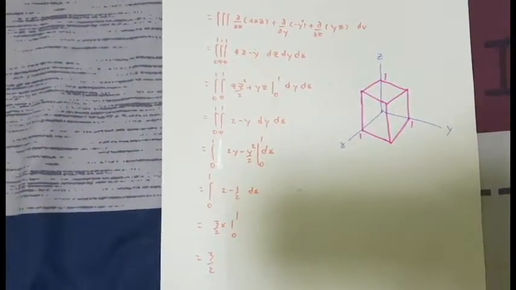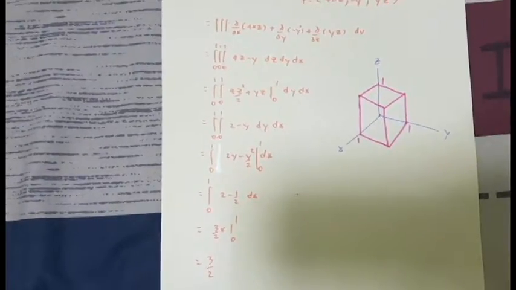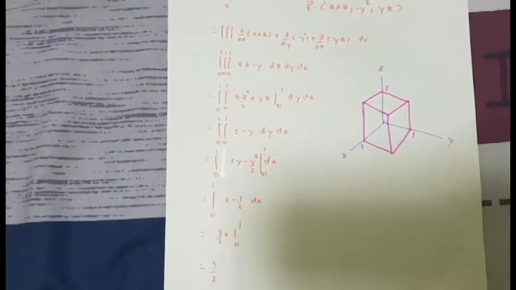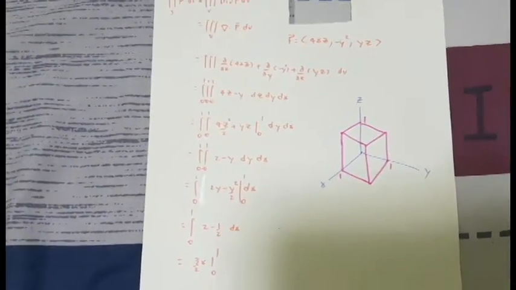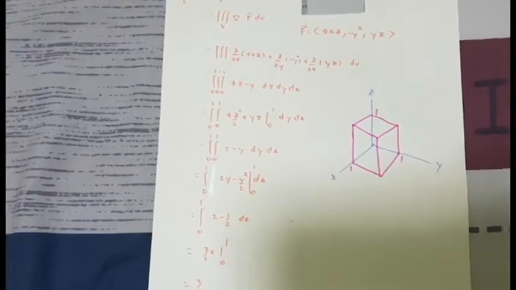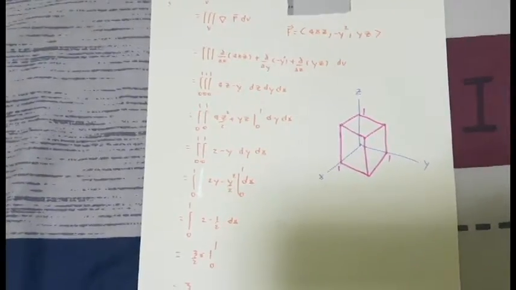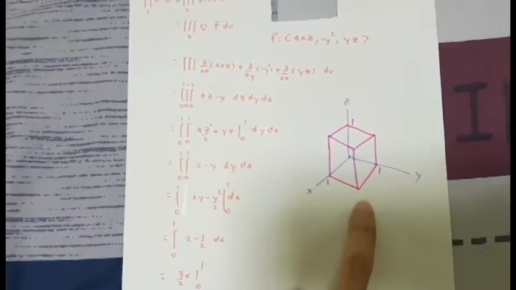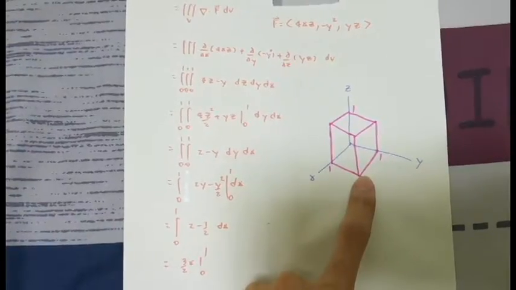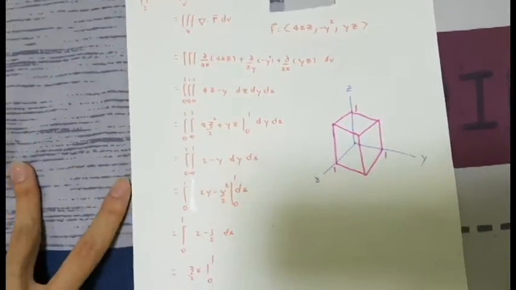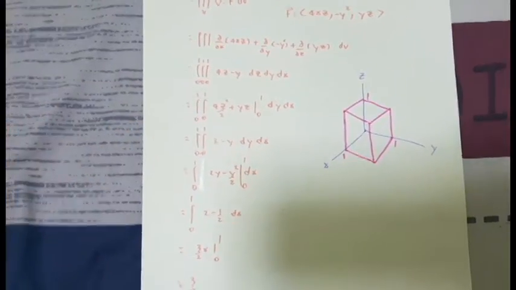So we used two methods to find the flux: one, the surface integral, and two, the divergence theorem. But the divergence theorem can be used only for closed surfaces, such as in this case, a box, a cube, which is a closed surface, so we use the divergence theorem to find the flux.